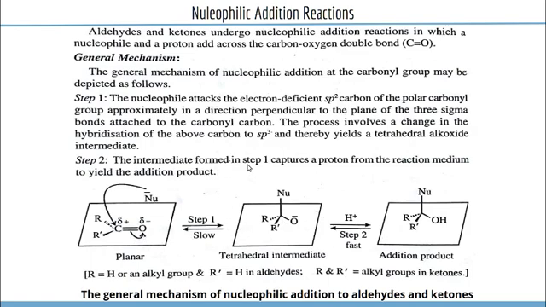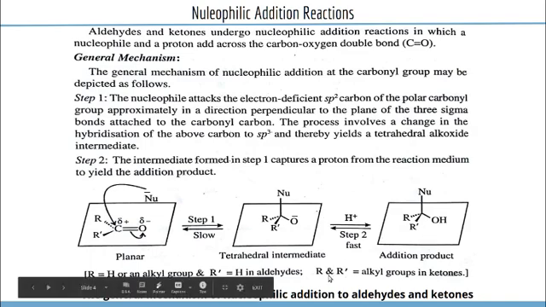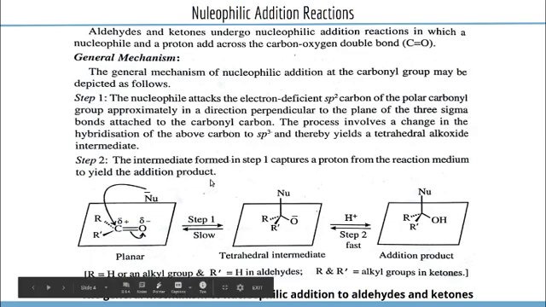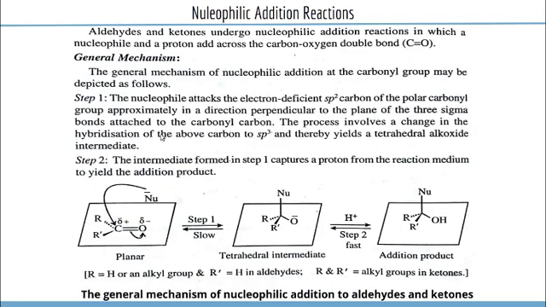Then the intermediate formed in step 1 captures a proton from the reaction medium to yield the addition product. So this tetrahedral intermediate attracts a proton and we will get a nucleophilic addition product. So this is the general mechanism of nucleophilic addition reaction to aldehydes and ketones. This reaction involves two steps. One is the addition of the nucleophile and the second step is the addition of a proton.